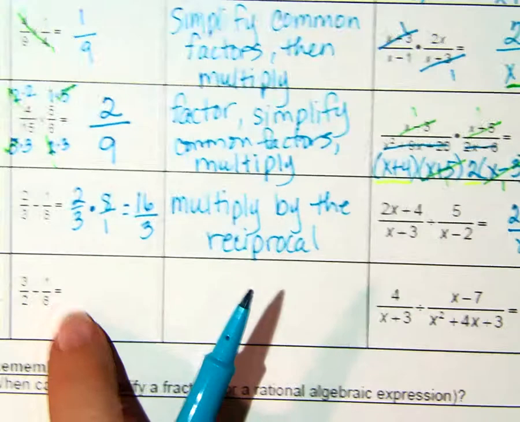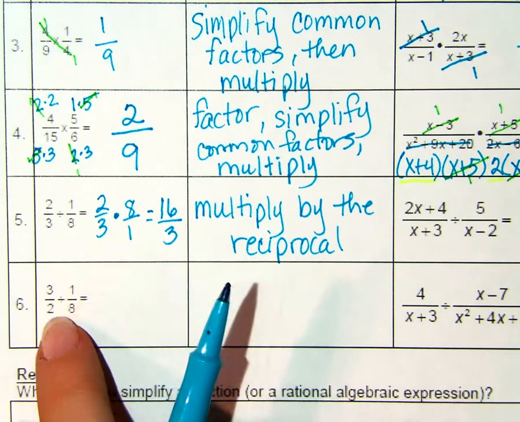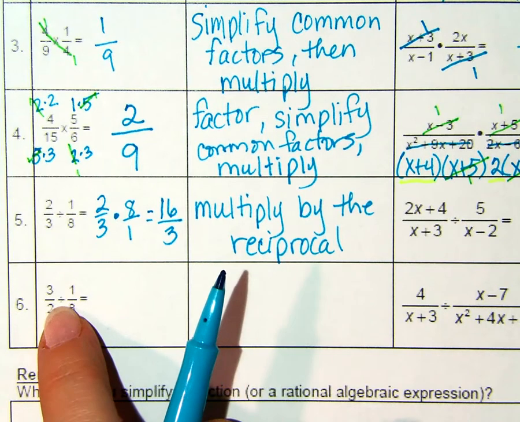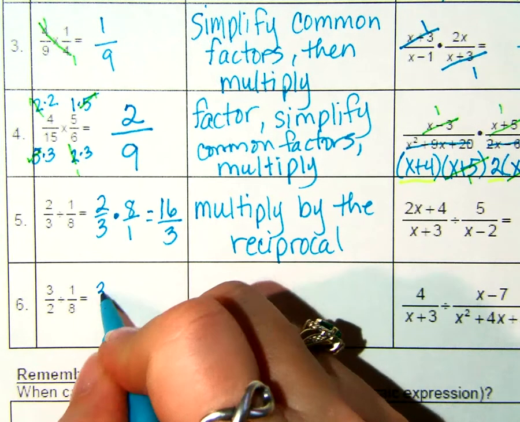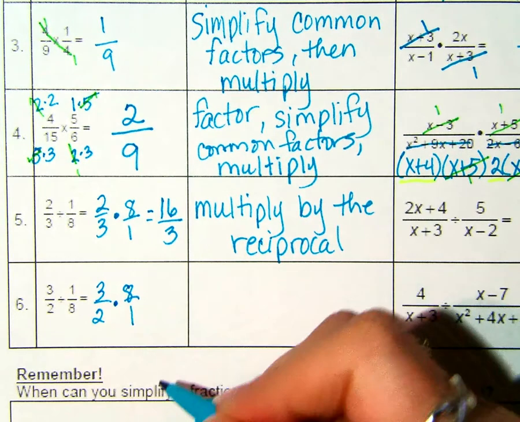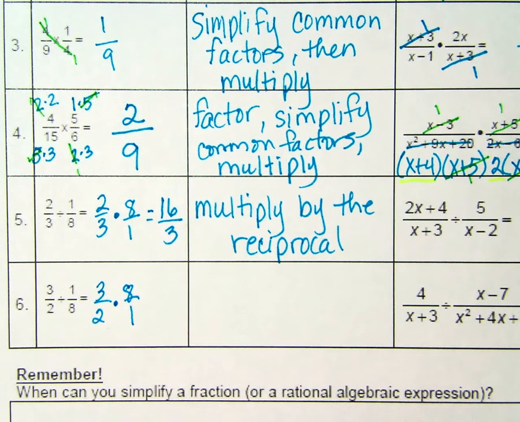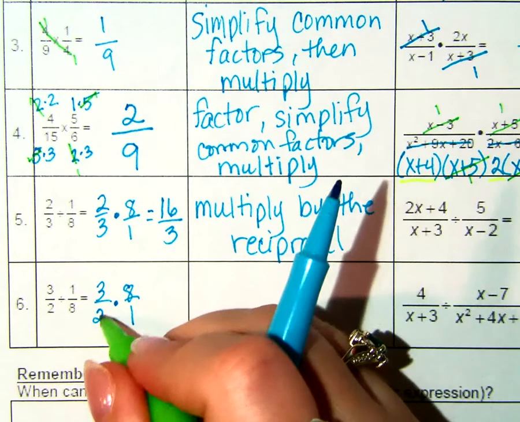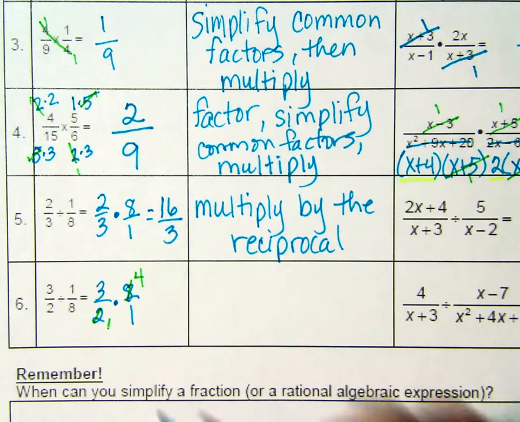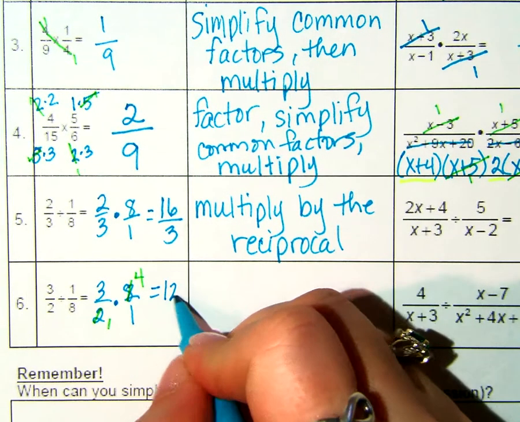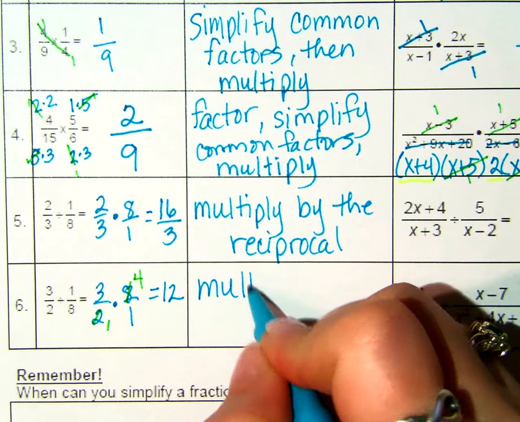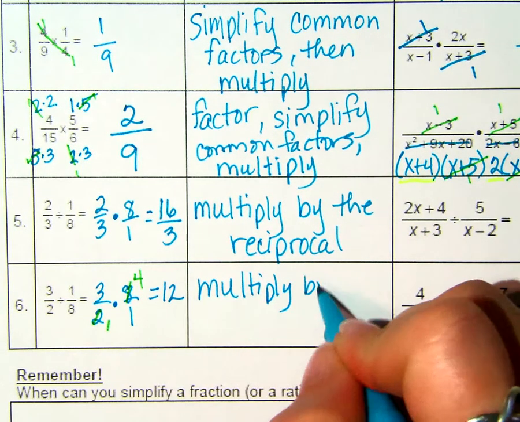Okay? Last problem, same as before. Dividing by a fraction is the same as multiplying by its reciprocal. So I have 3 over 2 times 8 over 1. This time, however, we can simplify before we go. We can say this is a 1 and this is a 4. Then we multiply straight across. We get 12 over 1 or just 12. We multiplied by the reciprocal.